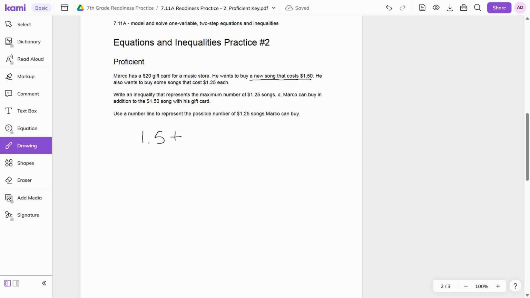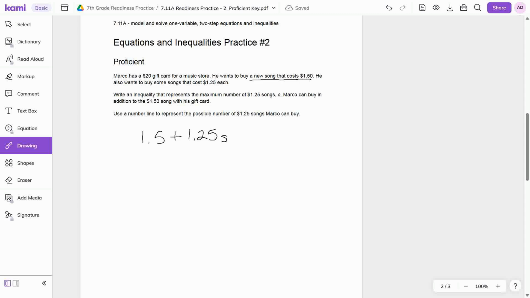Okay, so the constant is 1.5. He's going to buy that $1.50 song. And then he wants to buy as many songs as he can in addition to that, that cost 1.25. So I'm going to do 1.25, then s is going to be my variable. Now, he wants to buy as much as he can.